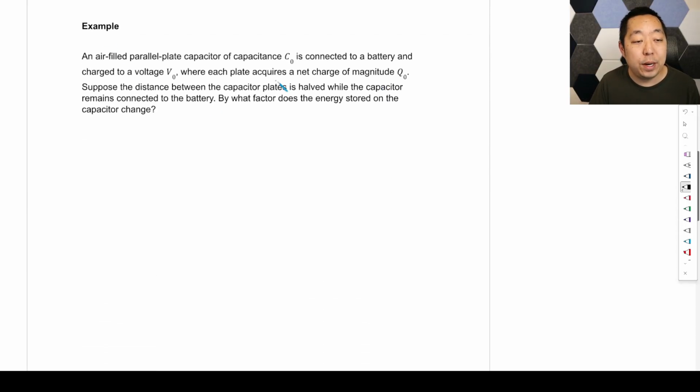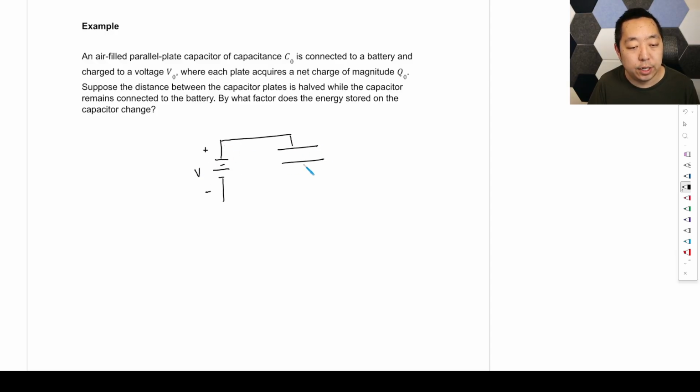So if an air-filled parallel plate capacitor C naught is connected to a battery and charged to a voltage V naught, you'll get practice with this later on when we do circuits in the next unit. So we have this voltage connected to this capacitor, which has a capacitance C naught, and each plate acquires a charge Q naught, right? So we're going to have Q naught here and negative Q naught here. Suppose the distance between the capacitor plates is halved while the capacitor remains connected to the battery. So here the V is constant. By what factor does the energy stored in the capacitor change?